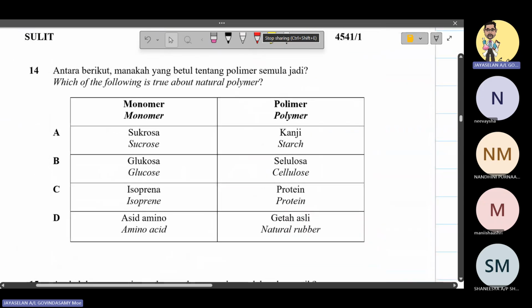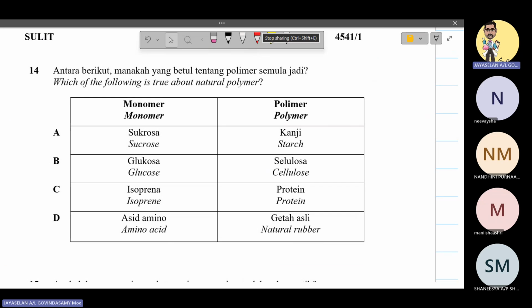Okay, Shanisha, want to try? Don't be shy. Nivisha, you want to try? Nandini, you want to try? Just think about it. Manisha, no need, you already did. Paper 2 done, Manisha. No, sir. Okay, paper 2 I will share after this.